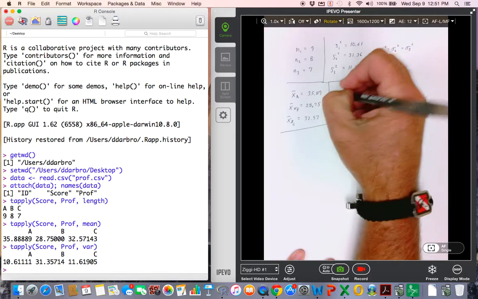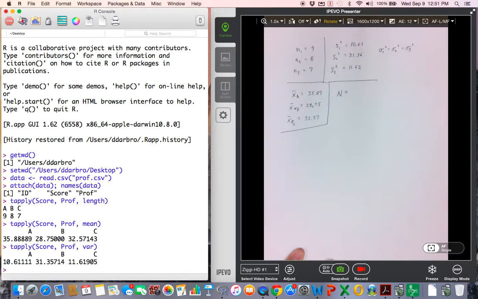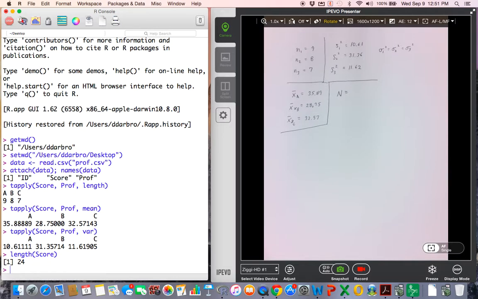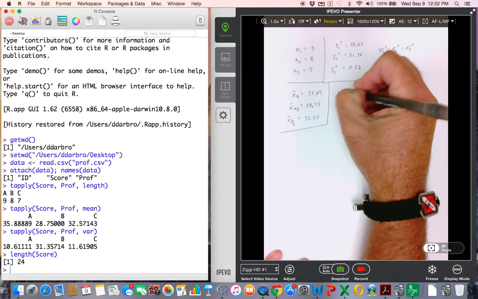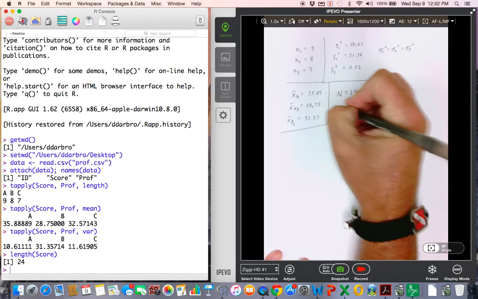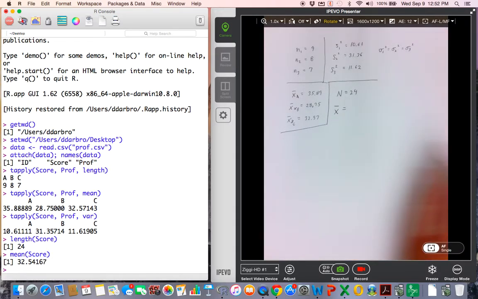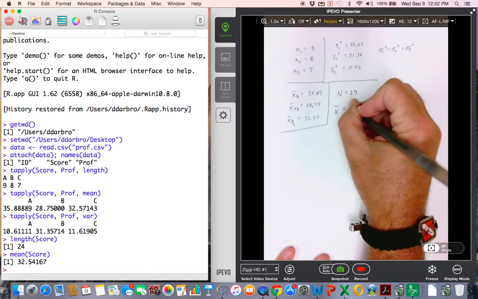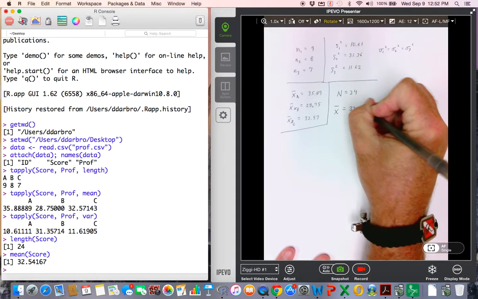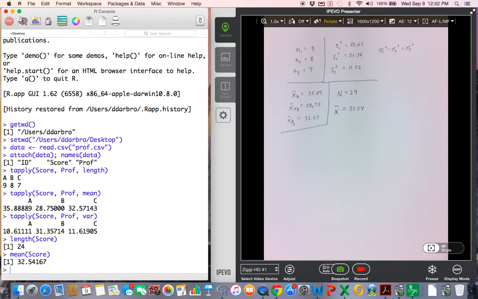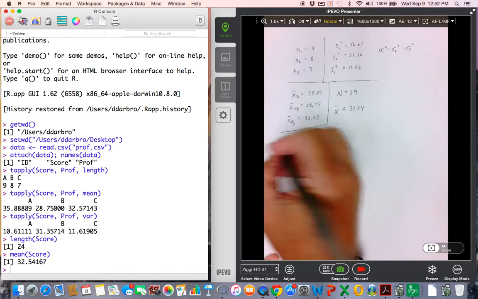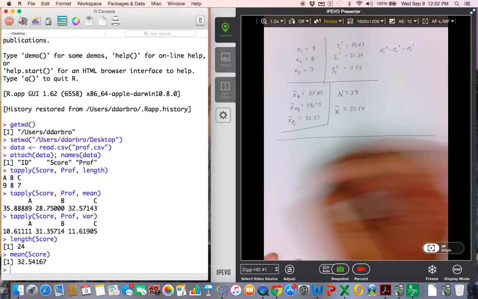Next thing I'm going to need is my entire sample size. Well, all I have to do there is just take the length of one of my variables. So I have 24 total scores. And I need my grand mean, so I can just take the mean of my score. So 32.54. All right, let's calculate our F-statistic. We're all set to do that, right?